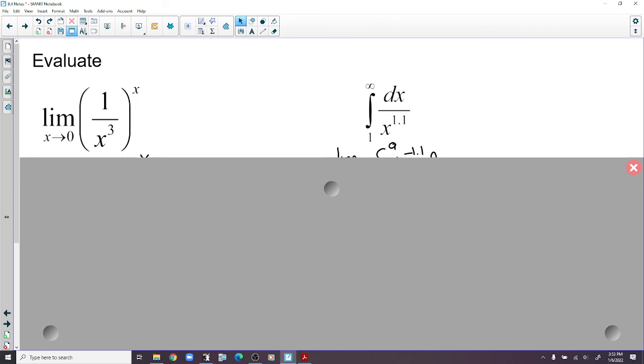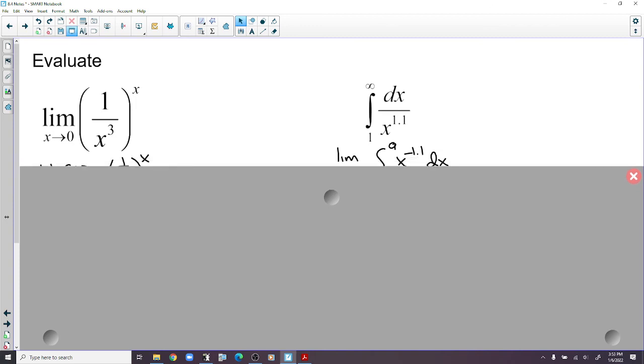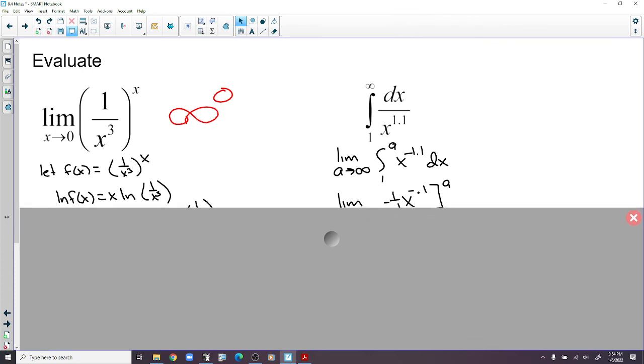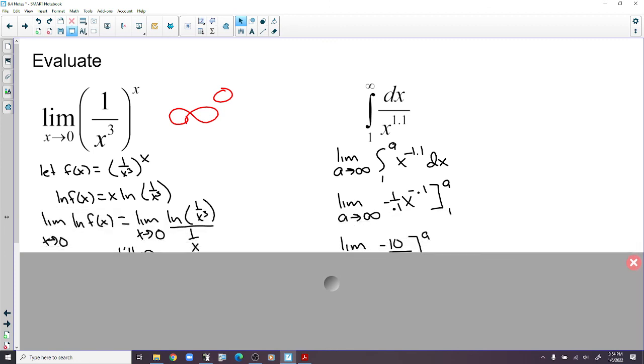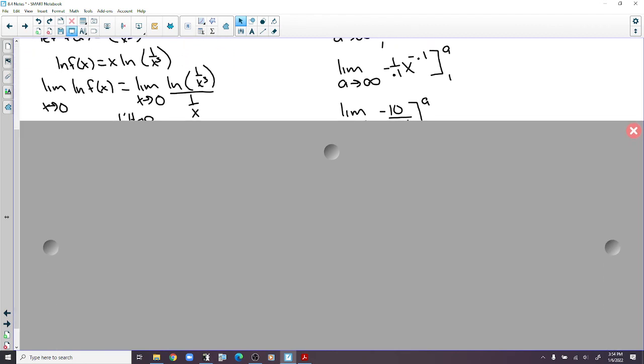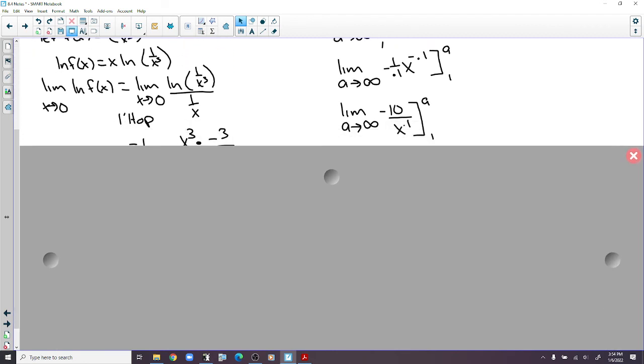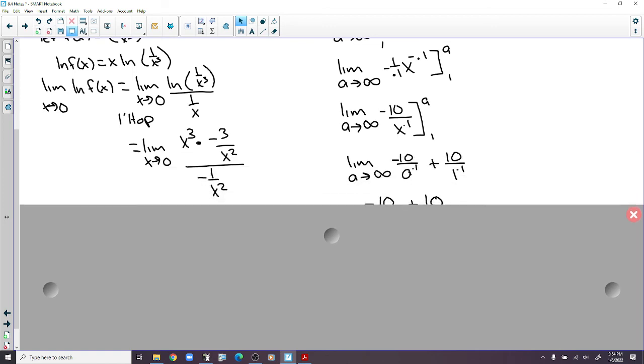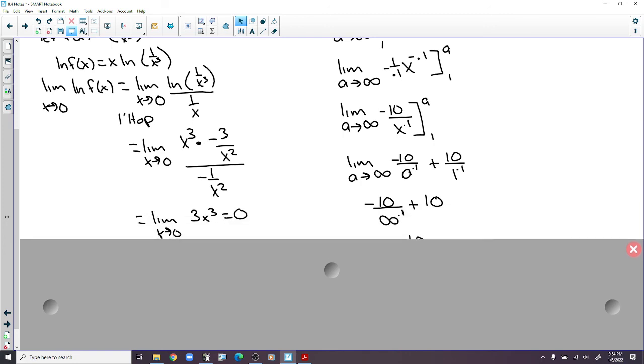Here's a review. Limit as x approaches 0 of 1 over x to the 3rd to the x. The indeterminate form is 1 over 0, which is infinity to the 0. So we let f of x equal the function, take the natural log, bring that power down. Instead of multiplying by x, we're going to divide by 1 over x. And we've introduced the limit in there also. We're going to use L'Hopital's. There's the derivative right there. The negative 1 over x squareds cancel, and you're left with 3x to the 3rd. When you plug 0 in, you get 0.